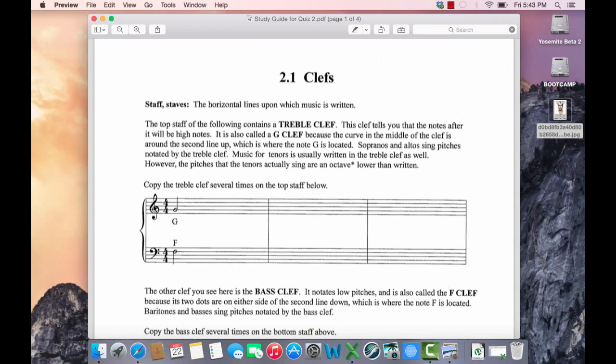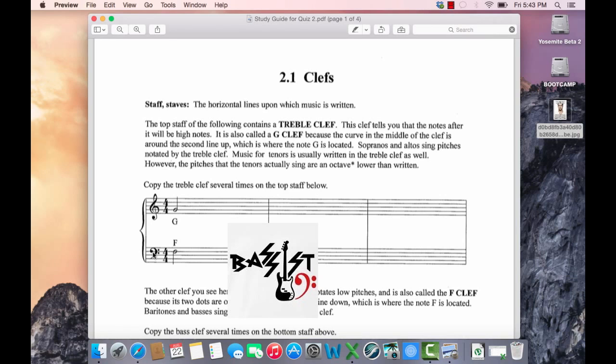There is the treble clef, which high instruments like the trumpet and the flute play on, and high voices like soprano and alto sing. And there's the bass clef, which the cello and the trombone and the tuba and the basses and tenors use, and they read the notes on the bass clef.